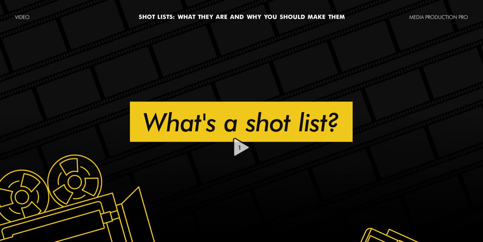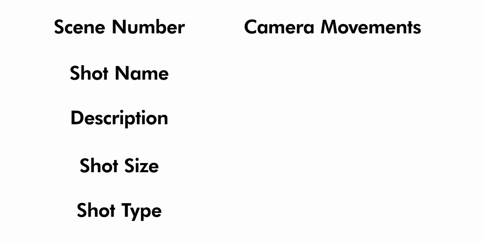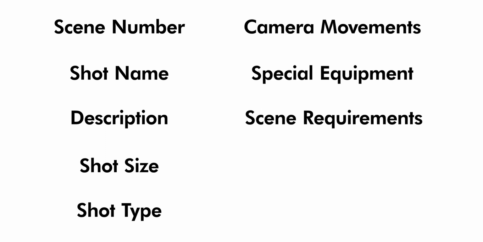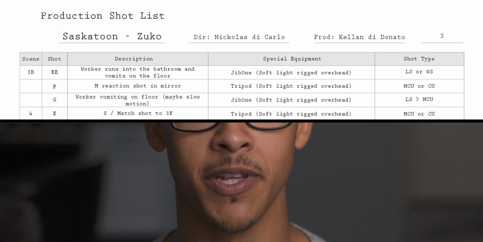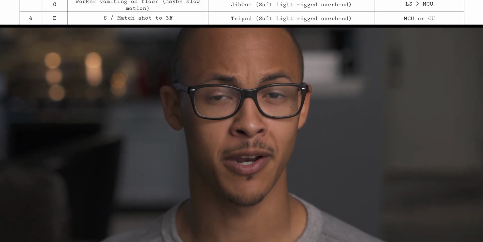Firstly, we should talk a little bit about what a shot list is. A shot list is a full list of all of the shots you would like to get on a particular shoot day. You can use a shot list to list out all of the key details of each shot, such as the scene number, shot name, a short description, shot size, shot type, camera movements, special equipment, scene requirements, etc. Shot lists can really be as detailed as you want them to be, so don't get intimidated by all of the possible categories.